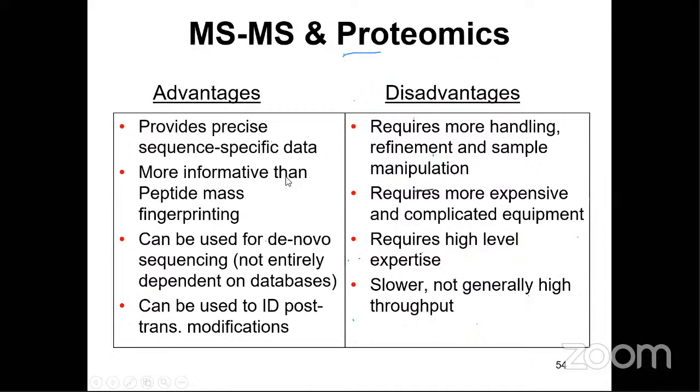But it's more informative than peptide mass fingerprinting. That's the point. Peptide mass fingerprinting just gives you the various peptides that are present, but when you do the MS proteomics approach, you get the real sequence of the protein. So that's very good.